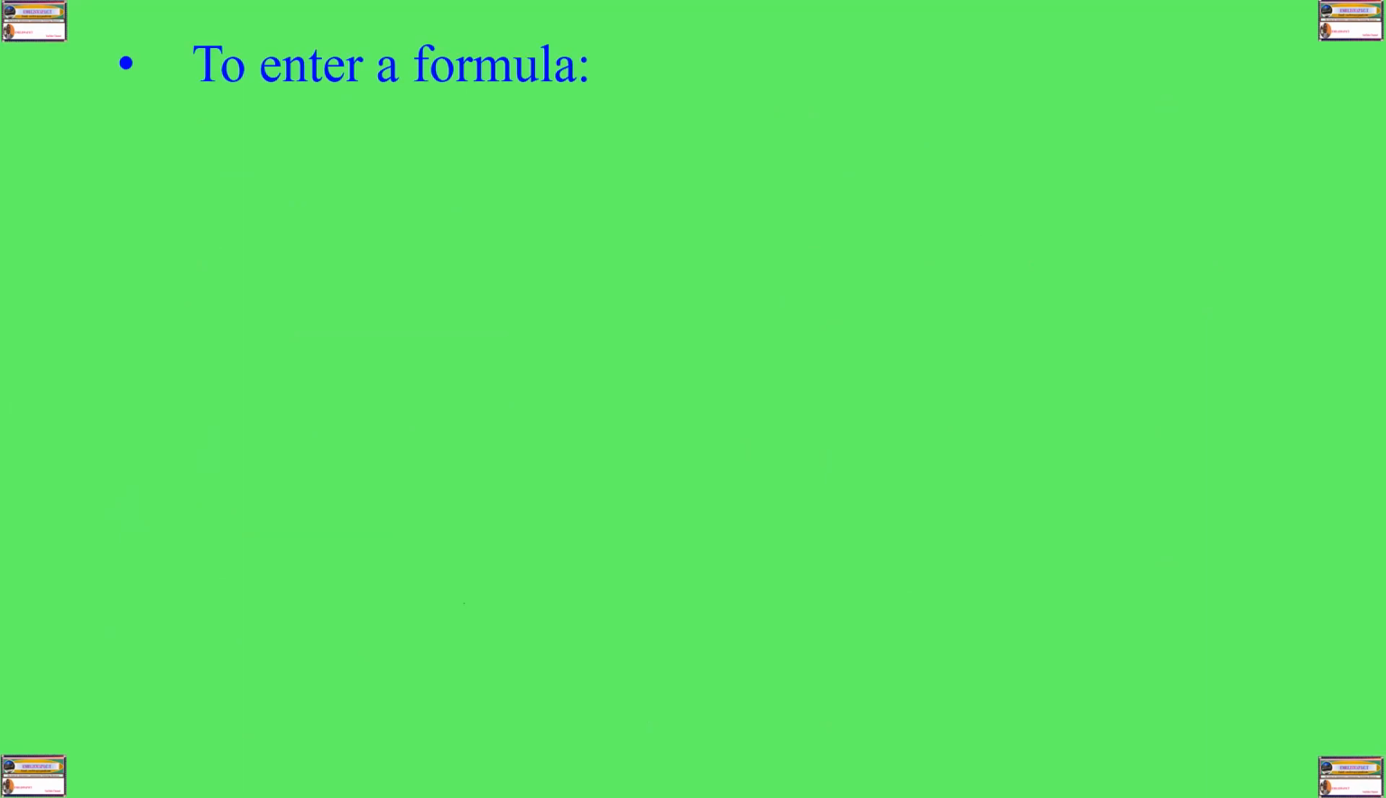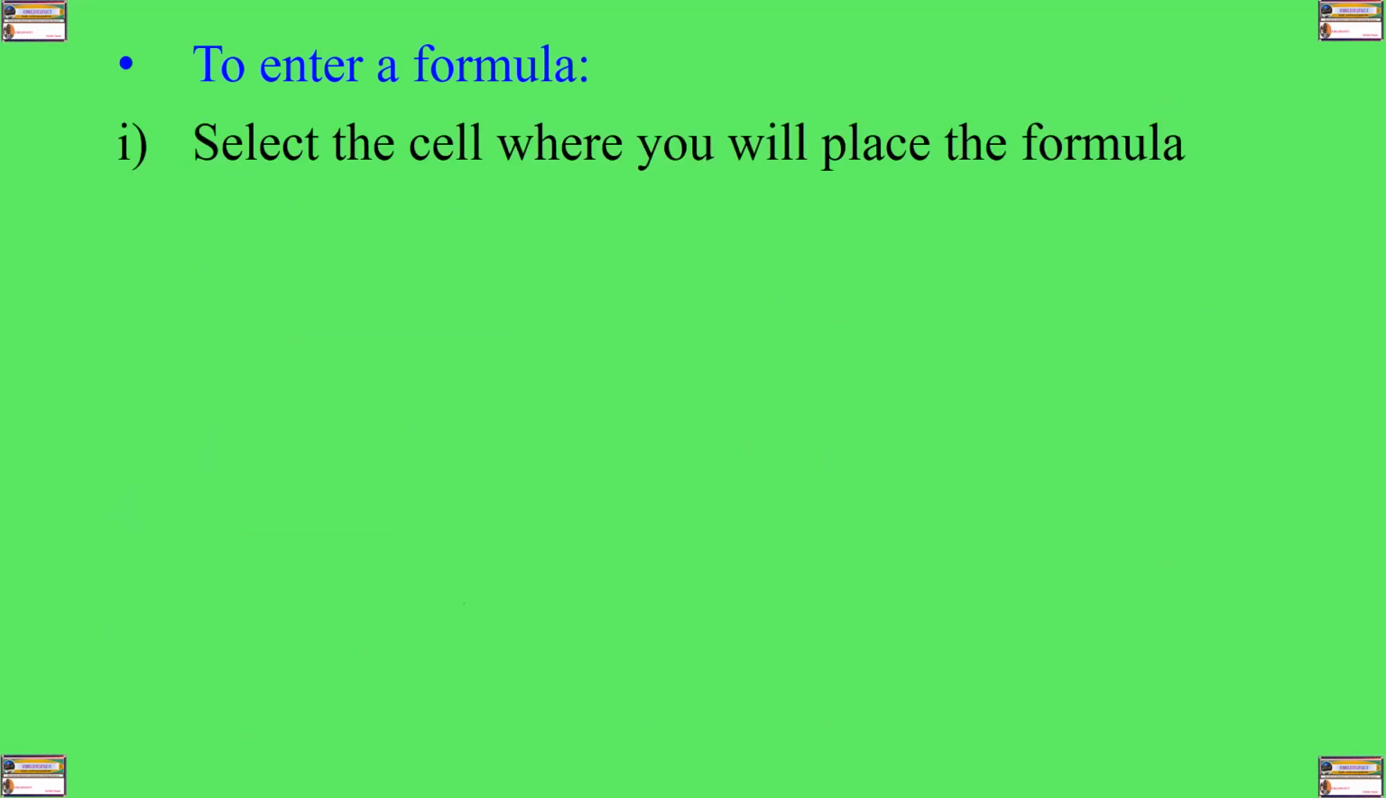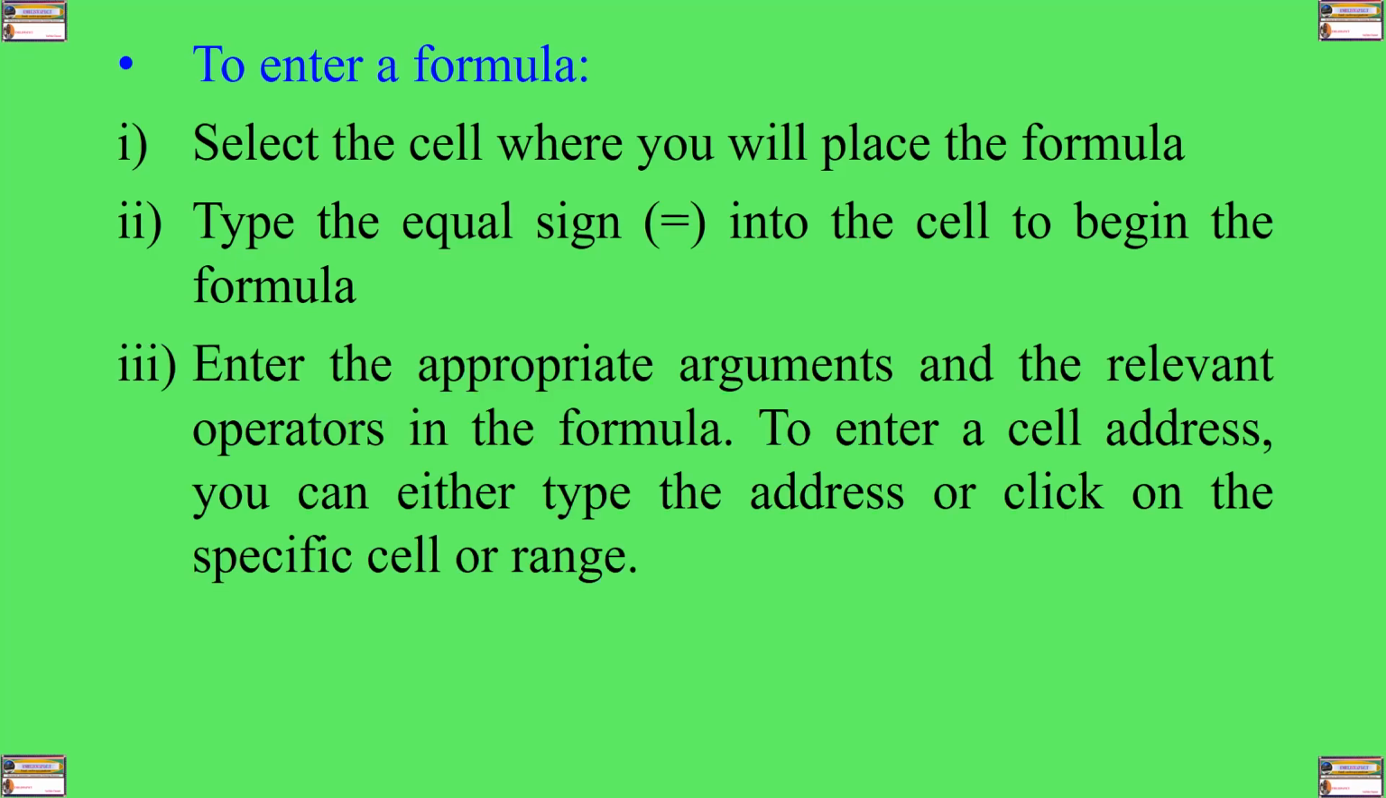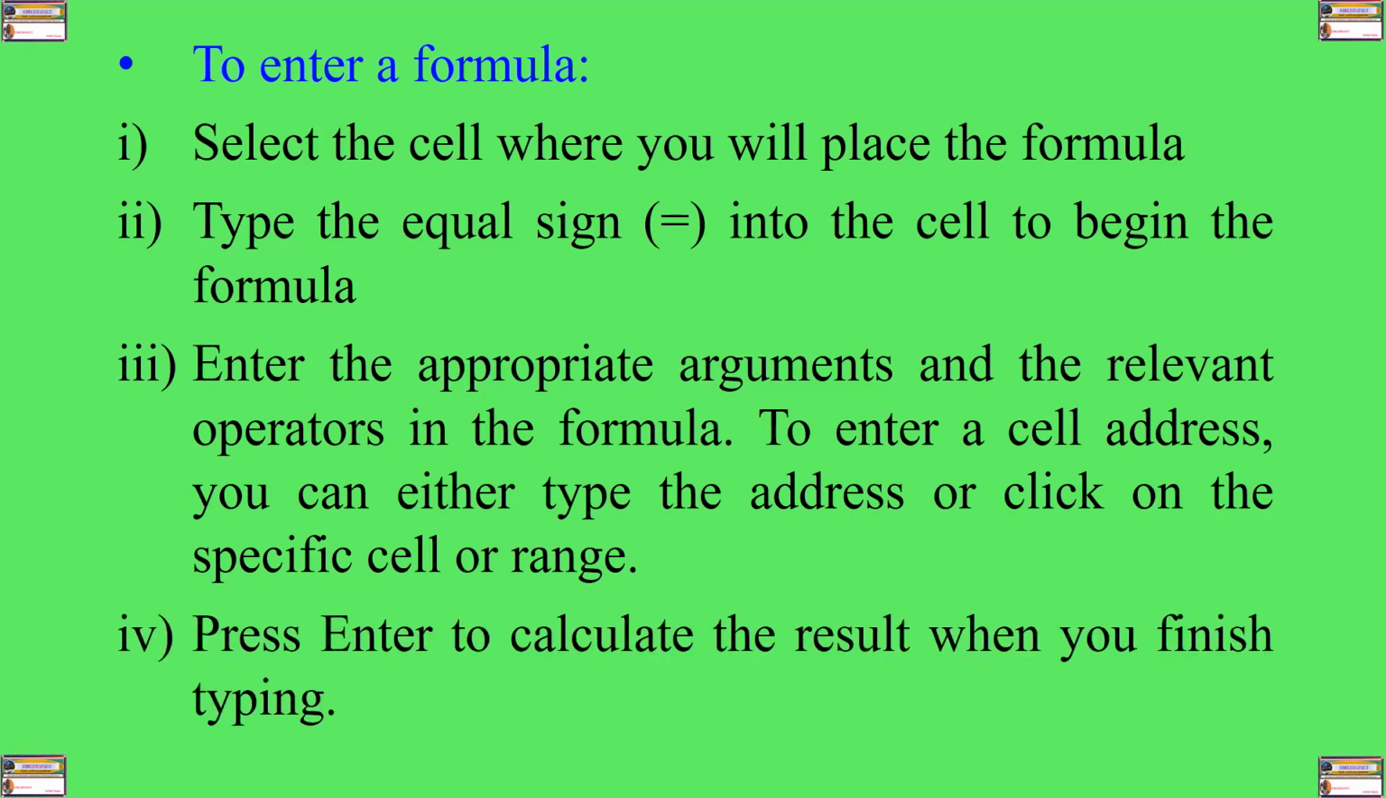In order to enter a formula, just as we entered the functions in the previous tutorial, number 1, you select the cell where you want to place the formula. Number 2, you type the equal sign into the cell to begin the formula. Number 3, you enter the appropriate arguments and the relevant operators in the formula. To enter a cell address, you can either type the address or click on the specific cell or range, just as I demonstrated in the tutorial on the basic functions. Number 4, press Enter to calculate the result when you finish typing.